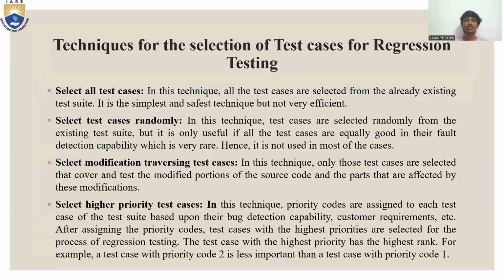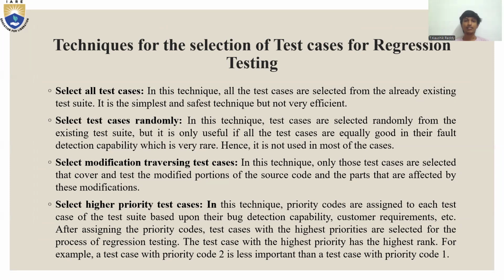Techniques for the selection of test cases for regression testing. Select all test cases. In this technique, all the test cases are selected from the already existing test suite. It is the simplest and safest technique, but not very efficient. Select test cases randomly. In this technique, test cases are selected randomly from the existing test suite, but it is only useful if all the test cases are equally good in their fault detection capability, which is very rare. Hence, it is not used in most cases.